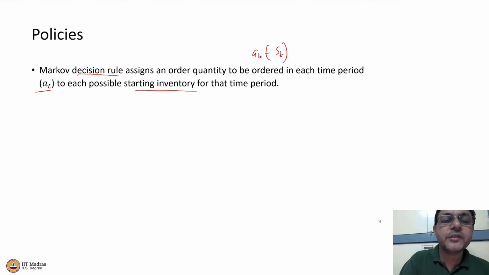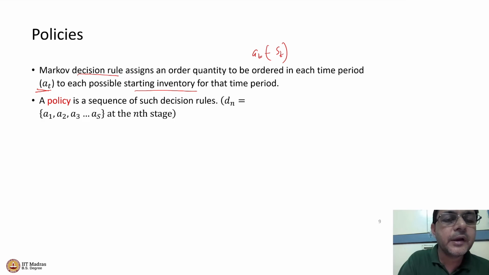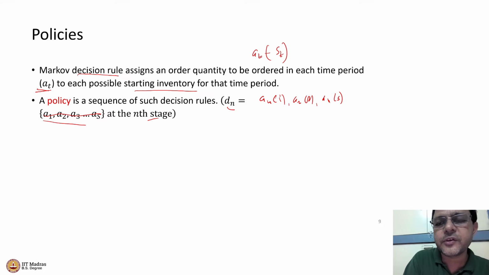So what is the policy? Policy is this vector AT, A1, A2, A3, A4, A5, right? Or sometimes it is called decision rule. It is a sequence of decision rules. Sometimes, for example, Puterman's text refers to that as DN, which is decision rule, in the n stage, which is how much are you going to place? Actually, once again, this notation is wrong. So this was an of 1, an of 2, an of 3, right? Because this is your state variable.